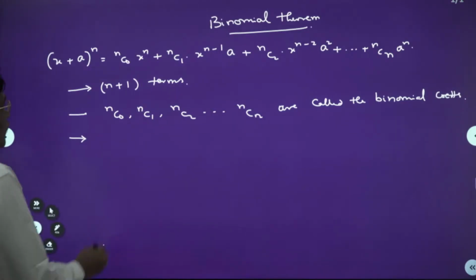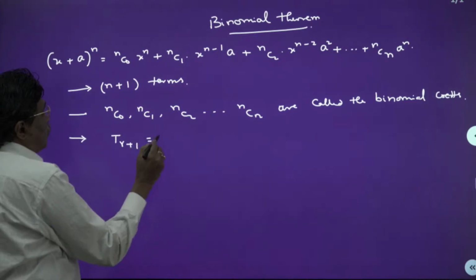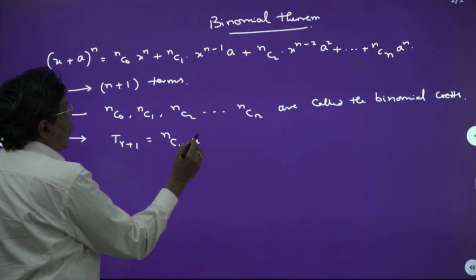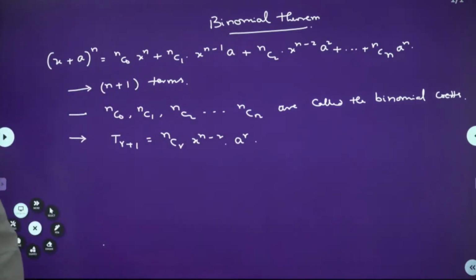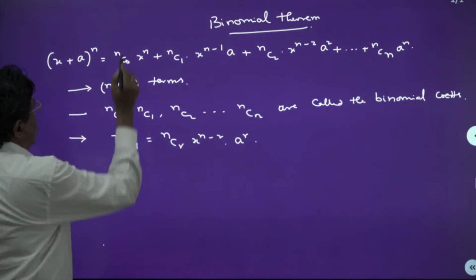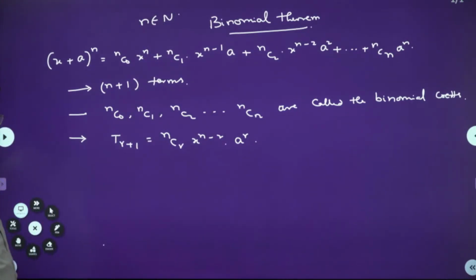And the general term is the (r plus 1)th term. T(r+1) is equal to nCr x to the power of n minus r a to the power of r. This is the general term. And here n is a positive integer, n belongs to N.